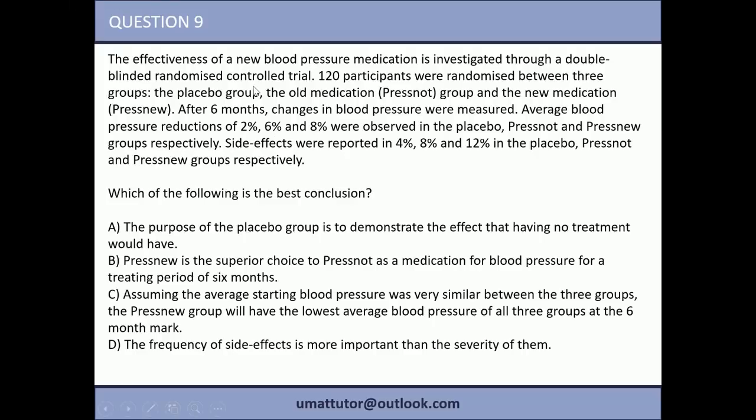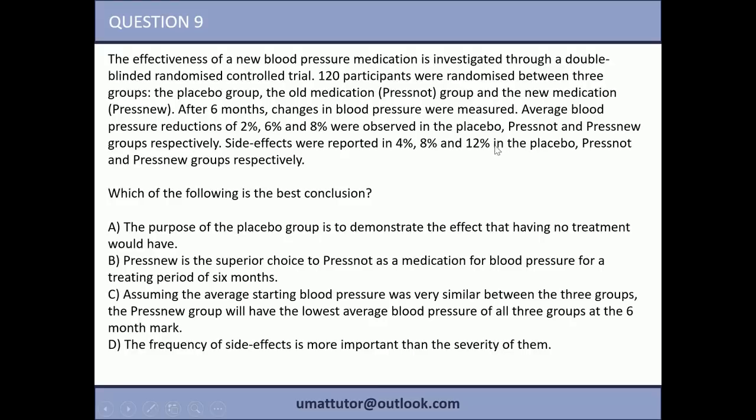So in this case, there are three groups. One gets a placebo pill, one gets the old medication called Presnod, and one gets the new medication called Presnu. After 6 months, the three groups have their blood pressure measured, and the average reductions are 2%, 6%, and 8% respectively between the placebo, Presnod, and Presnu groups.